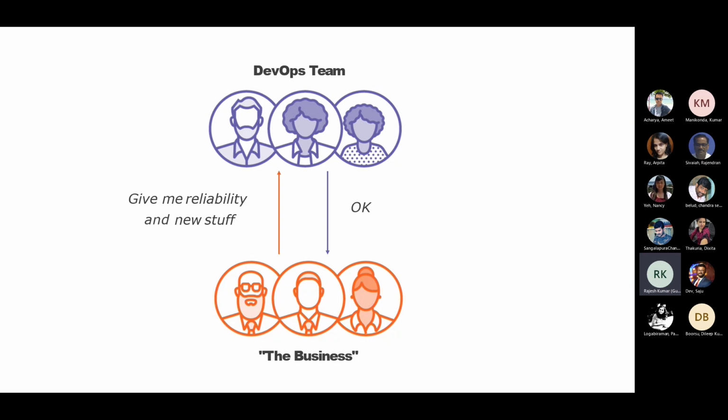No multiple teams, no dev team, no QA team, no IT team, no operations team, no architect team. There's one team and that's called the DevOps team, and they will do everything. Huge objective actually. This is like a dream come true for organizations. But you know what?